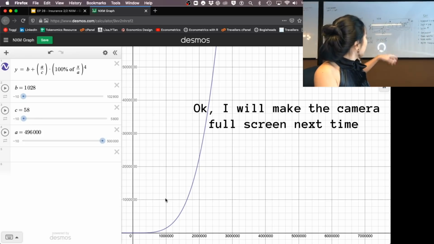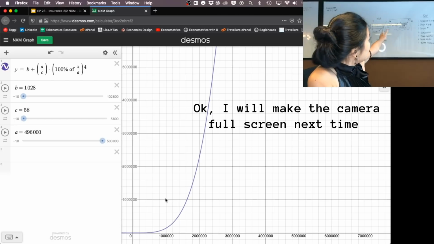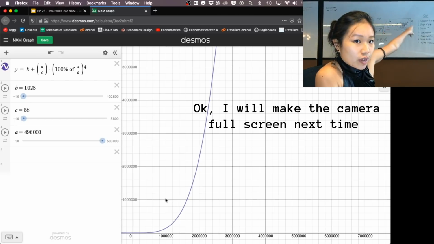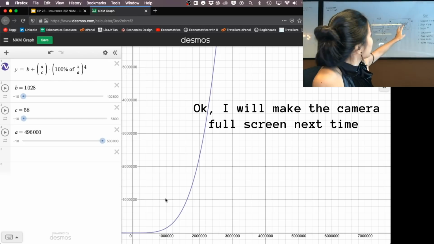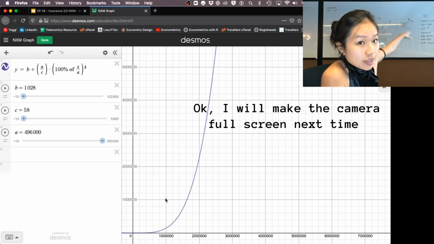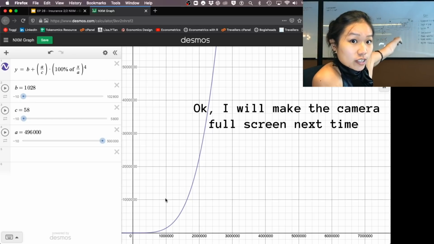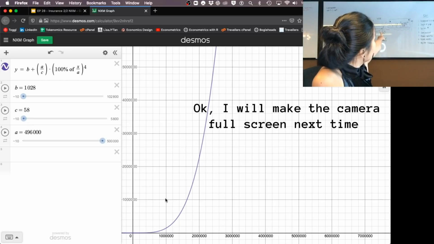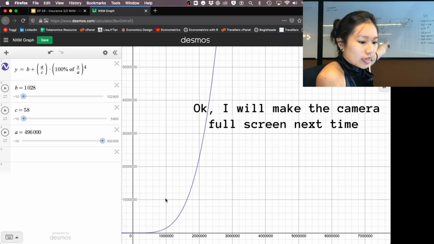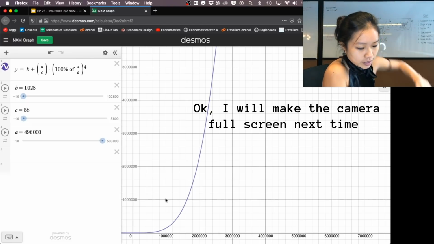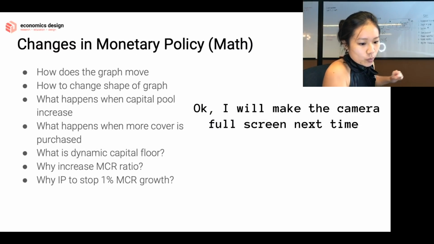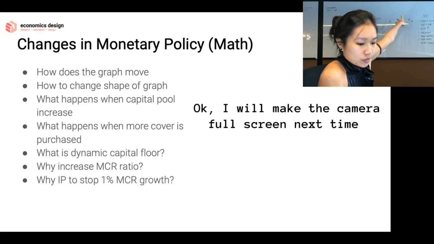So if the capital pool increases, then the entire thing, the capital pool divided by the MCR percentage to the power of 4, increases, and then the entire variable increases, the multiplication variable increases, and so the price of the token increases. That's the general concept of what happens when the capital pool increases.